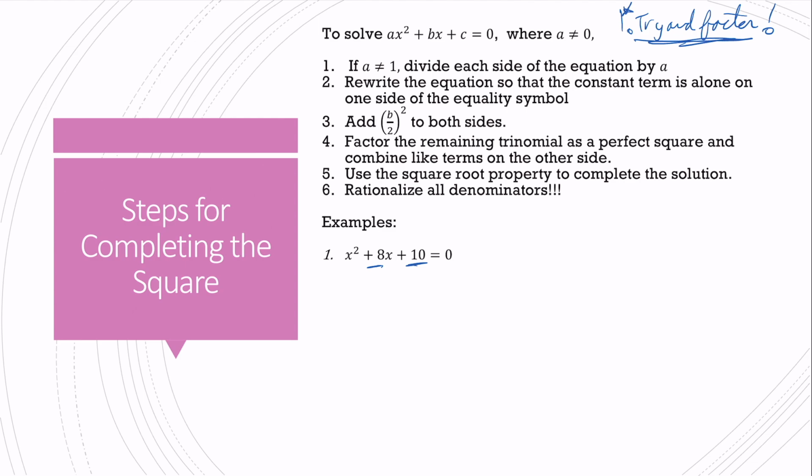We would previously have said this is prime, but now we're learning a new skill. I have to make sure my a is 1. So if my a doesn't equal 1, I need to divide each side of the equation by a. Second, we have to rewrite the equation so the constant term is alone on the other side of the equality symbol, meaning I need to move my c.